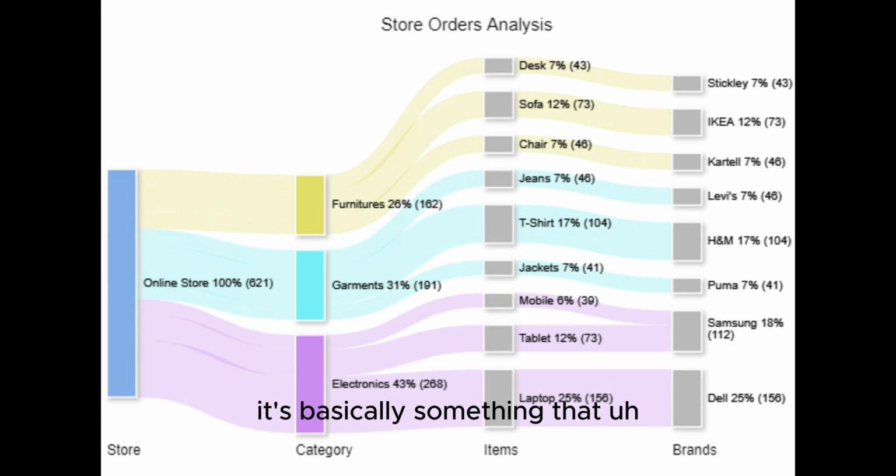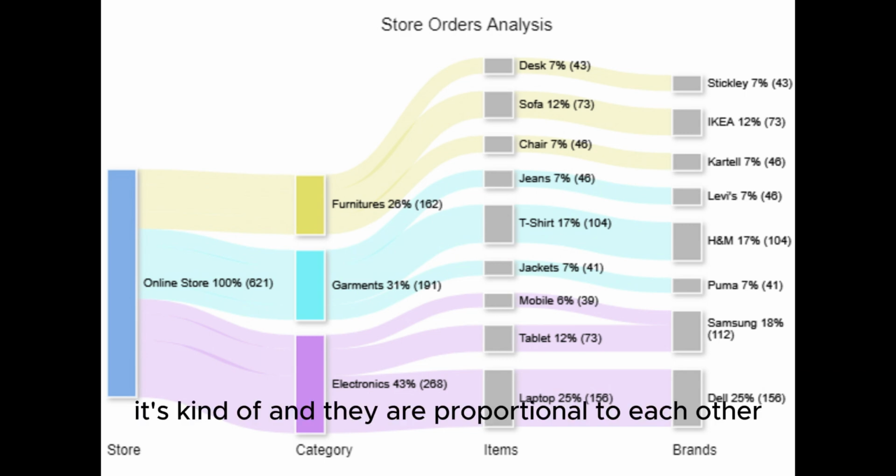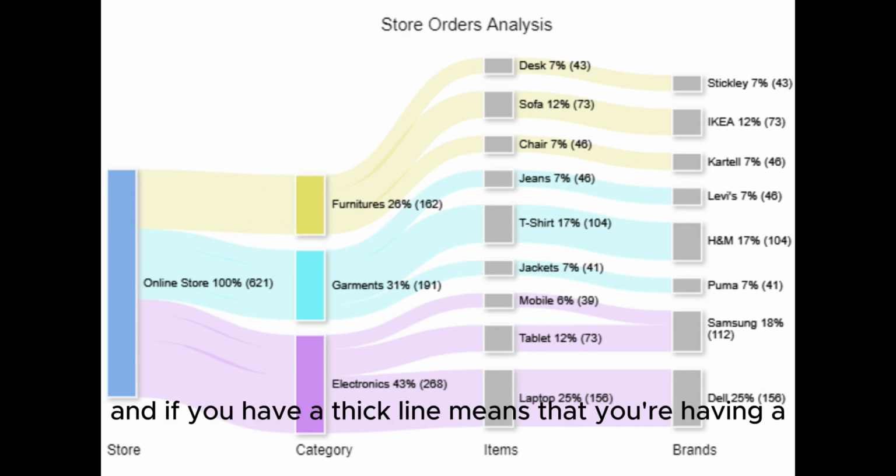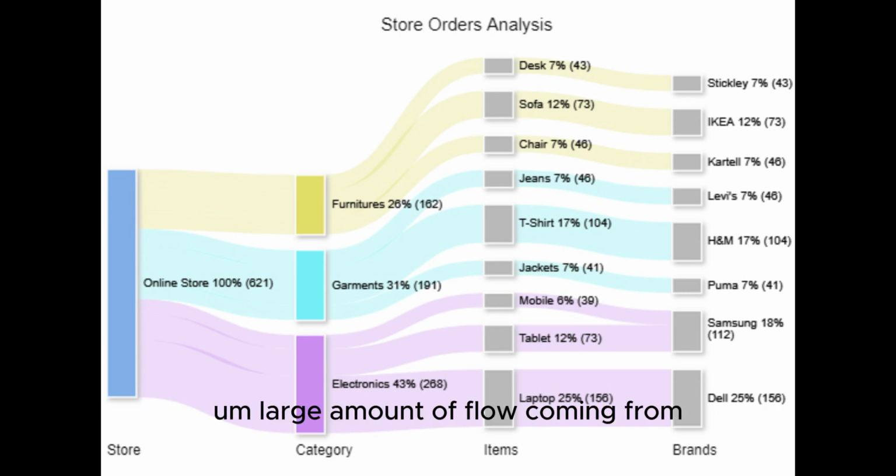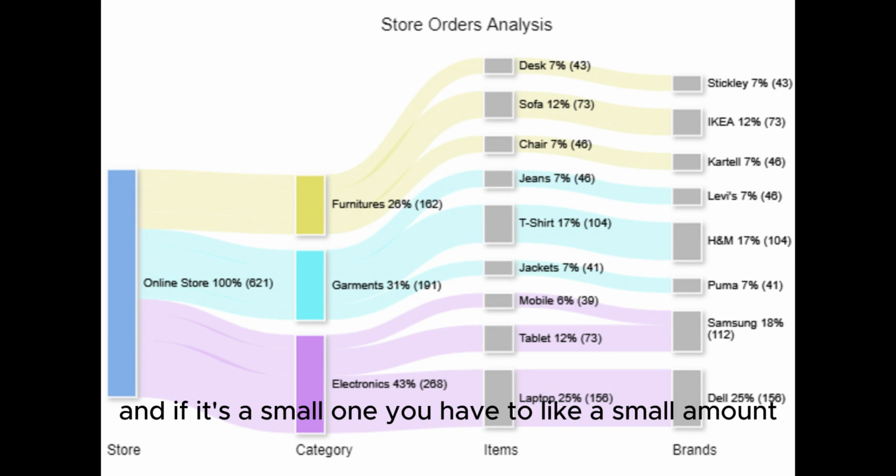It's basically something that visualizes flows between different stages, and you see the lines in between. They are proportional to each other. And if you have a thick line, it means that you're having a large amount of flow coming from point A to B. And if it's a small one, you have a small amount.